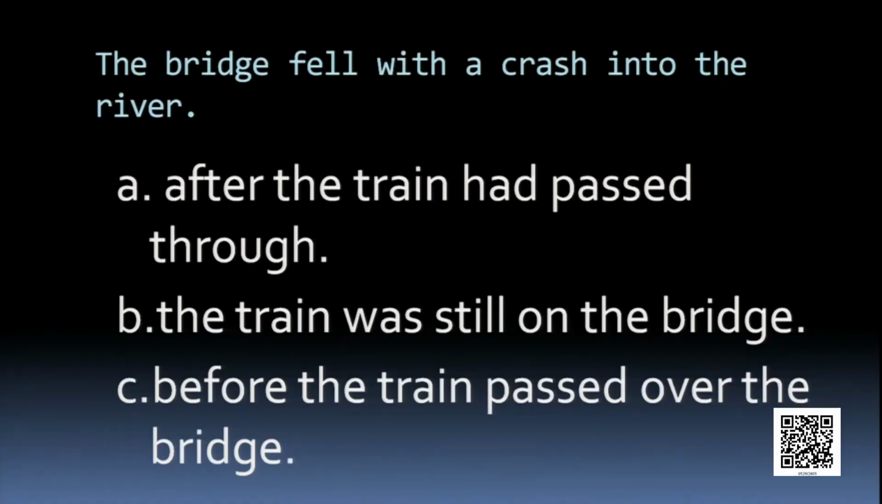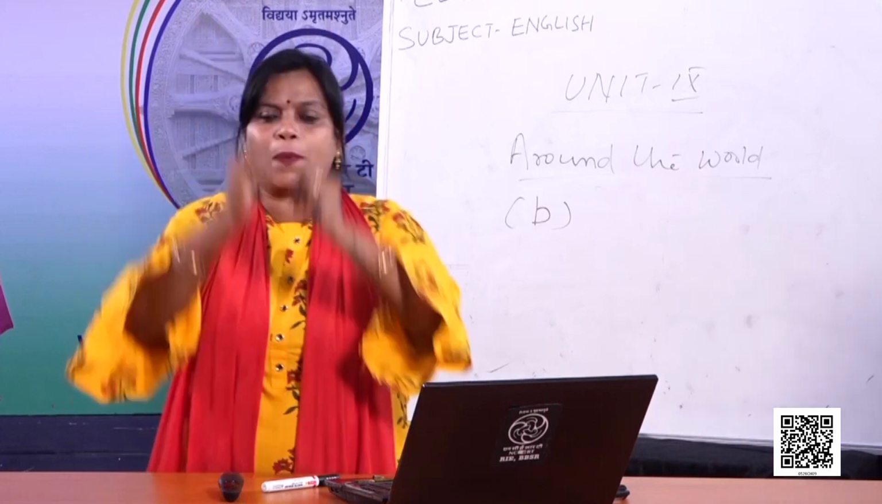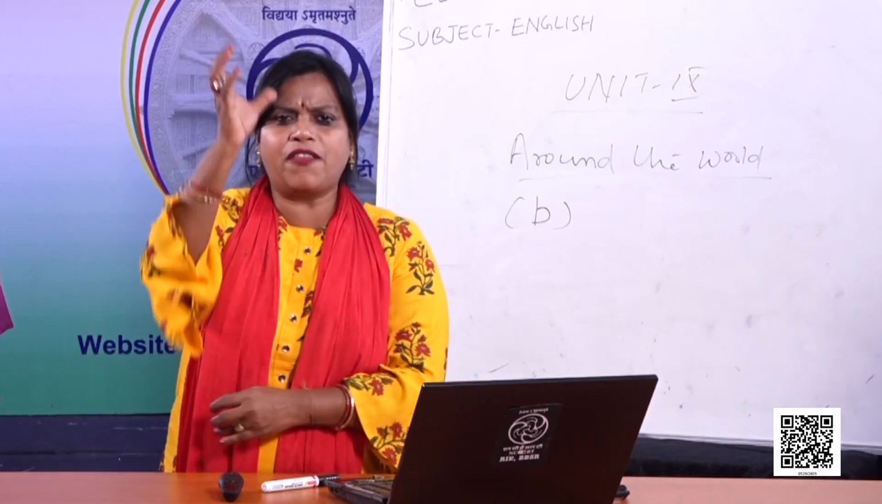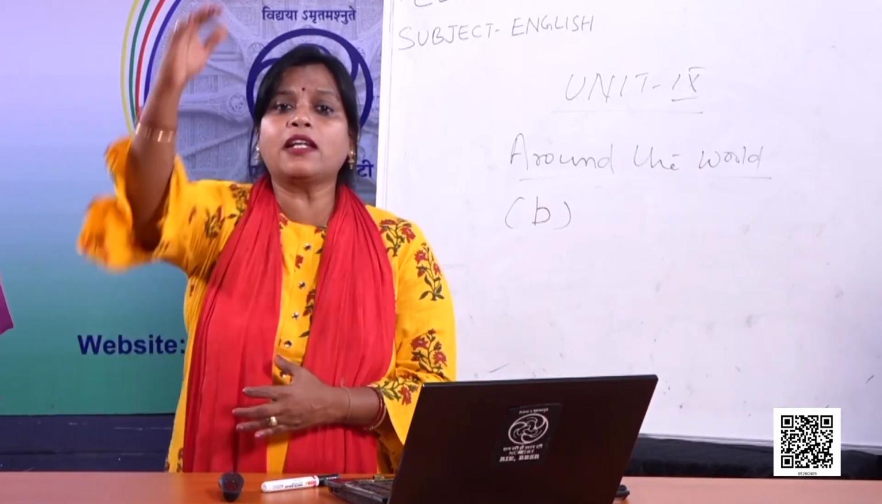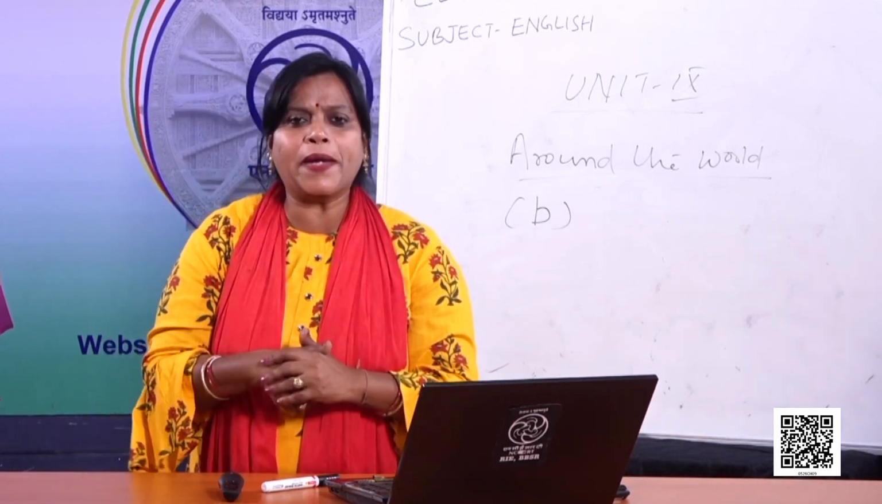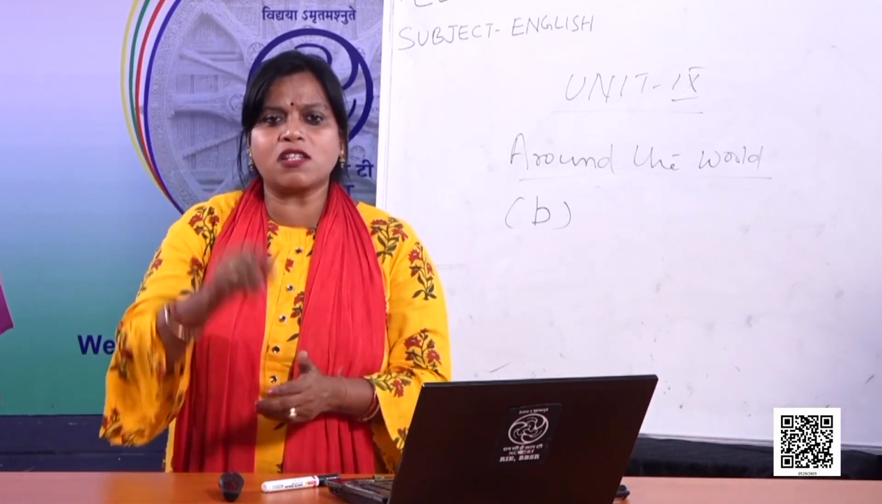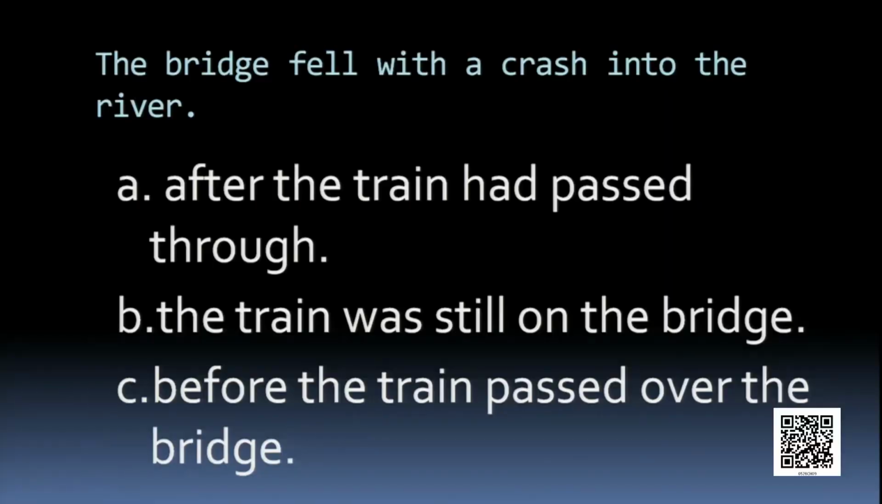And the bridge fell with a crash into the river. When the train took the reverse, it started very speedily and crossed the river as if the train is floating in the air. It went at such speed that the bridge fell in a crash into the river. And when it crossed, you see the answers here. A. After the train has passed through. B. The train was still on the bridge. C. Before the train passed over the bridge.